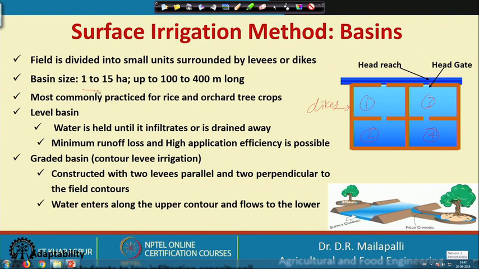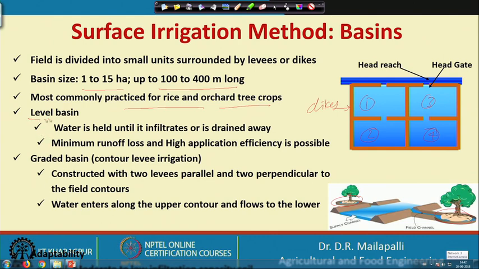The basin size could be 1 to 15 hectares or 100 to 400 meters long, and it is most commonly practiced for rice and orchard or tree crops. If you see here, this is a circular basin, mostly for orchard crops, and this kind of rectangular basin would be used for growing rice crops.